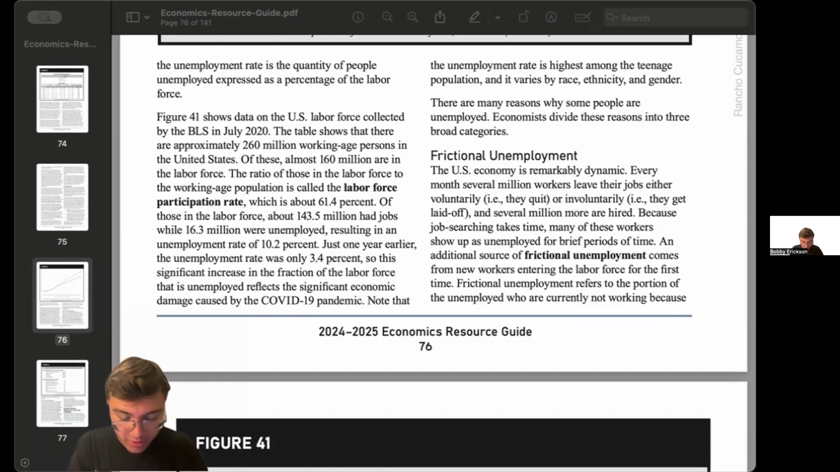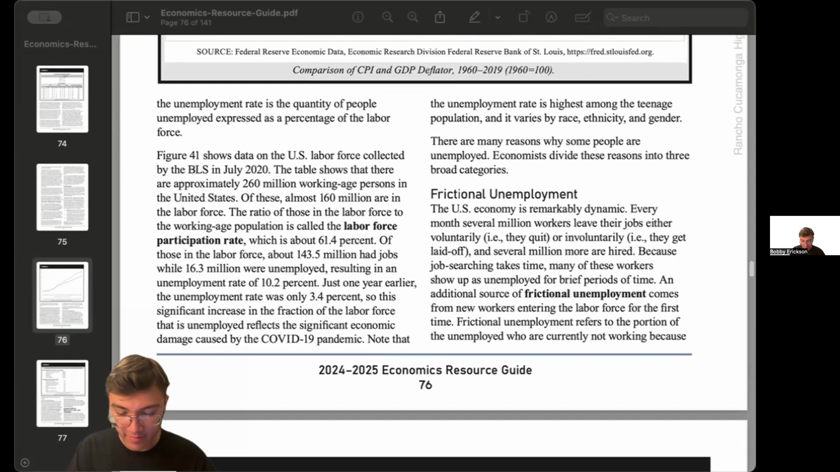And so, actually, a year earlier, before July 2020, it was only at 3.4%. And it's because of the COVID-19 pandemic that caused this. We all know there were a lot of jobs that were on the line. Now, another very important thing to note is that the unemployment rate is highest among the teenage population, and it varies by race, ethnicity, and gender. So this unemployment rate is different for different people.